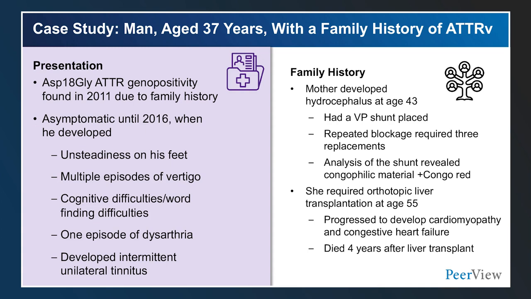We knew that he had a significant family history in his mother, who had developed hydrocephalus at the age of 43. She had had a VP shunt placed with repeated blockage requiring 3 replacements, and eventually analysis of the CSF fluid came back positive for Congo red. She had an orthotopic liver transplant at age 55. Again, this is when there was really no other option. She unfortunately progressed to develop cardiomyopathy and CHF and died 4 years after liver transplant.